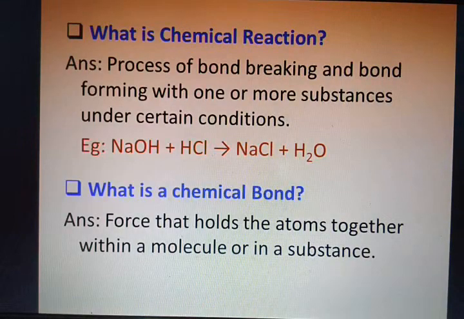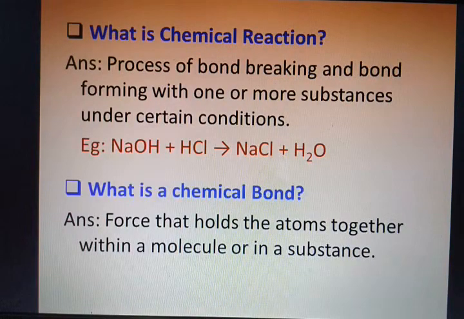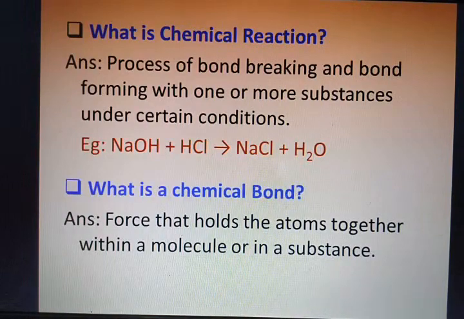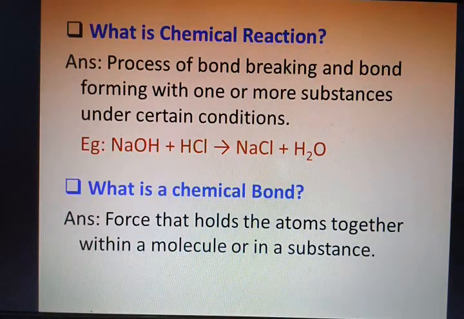Coming to the next question, that is very important: chemical bond. What's a bond? A bond is basically a force. If you remember class 8 and the states of matter, there was a point of difference between solids, liquids, and gases: the intermolecular force of attraction. Intermolecular force of attraction is basically the bond, which exists within a substance.